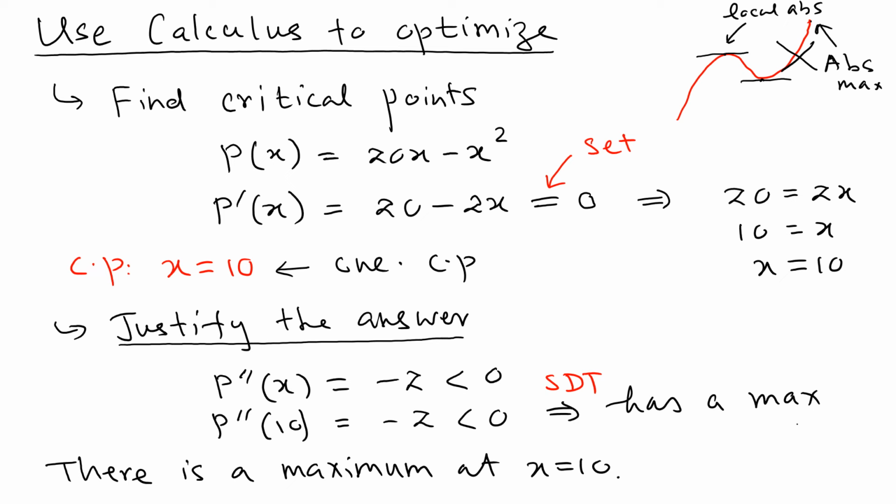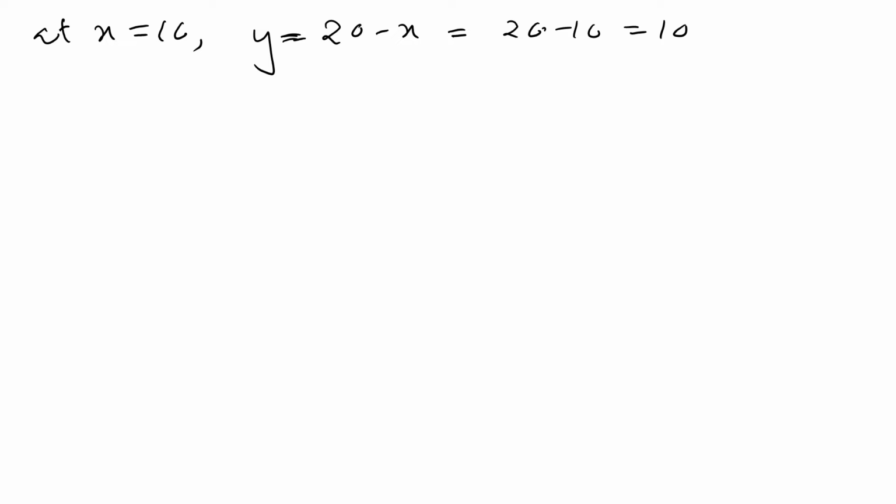After you find the critical point which has the maximum, we're going to find the corresponding values of the other variables, in this case y. So let's do that now. At x equal 10, you know that y equal 20 minus x, from the formula. So let's plug in. It is 20 minus 10, which is 10. That's the corresponding y value for x equal 10.